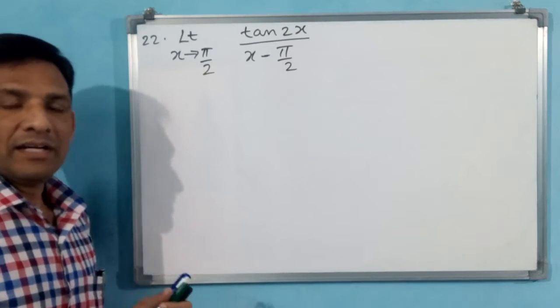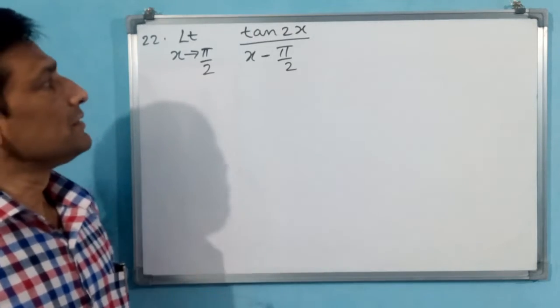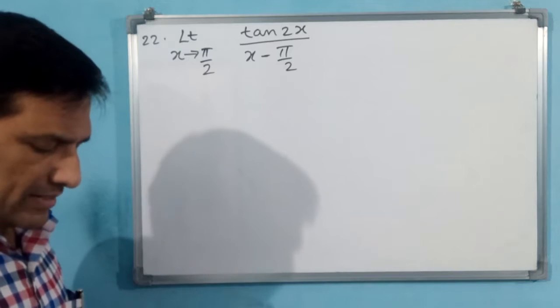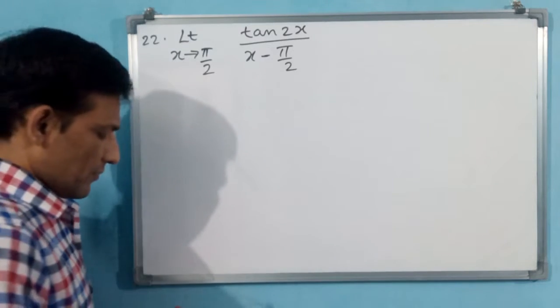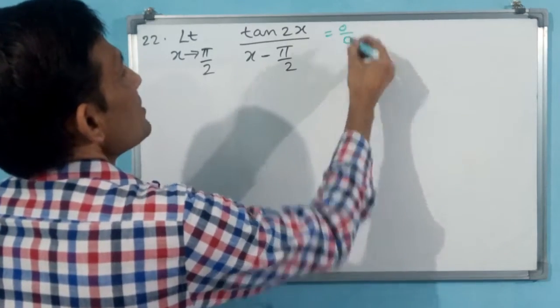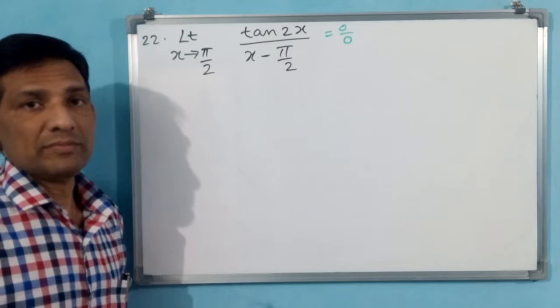That is why, what we can say? 0 is there, tan. 0 by 0 will come. Directly I will write like this, you see here. That is equal to 0 by 0. If you apply pi by 2, 0 by 0 is going to come.